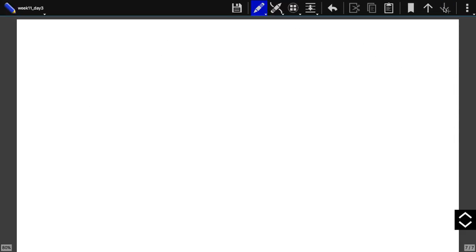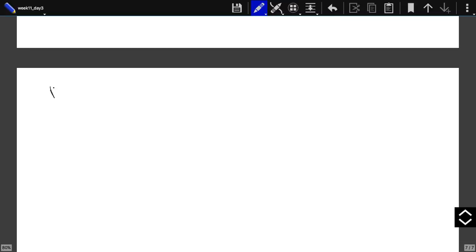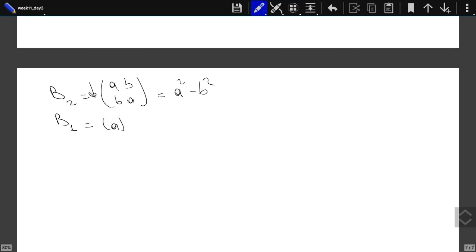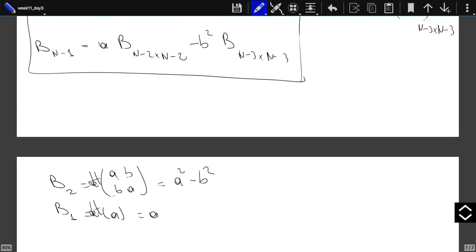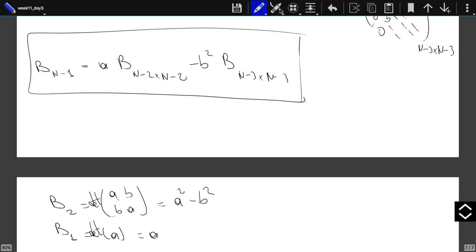So let's calculate B2: A, A, B, B. This is equal to A squared minus B squared. And B1 is basically A. This is just A. Okay, now how can we solve this recursion formula?